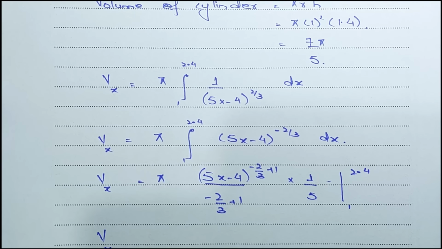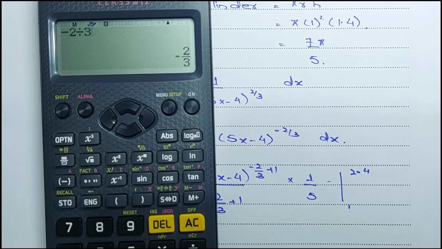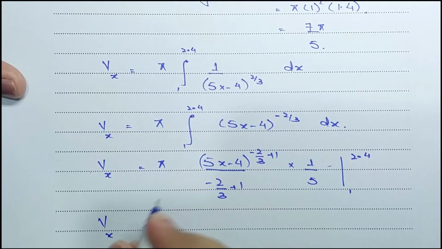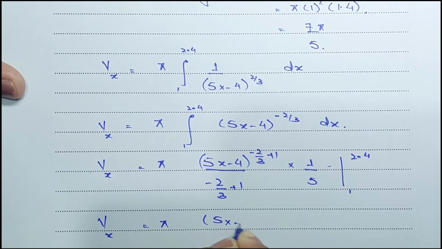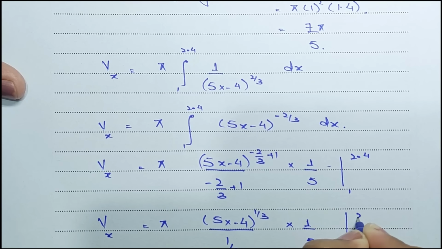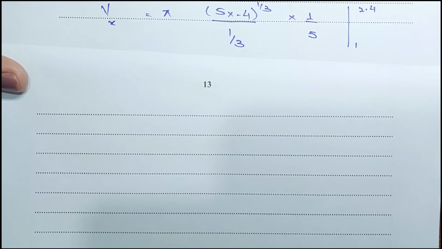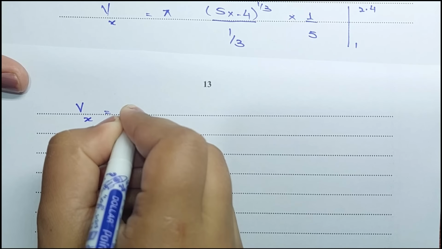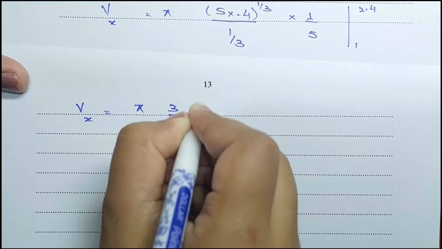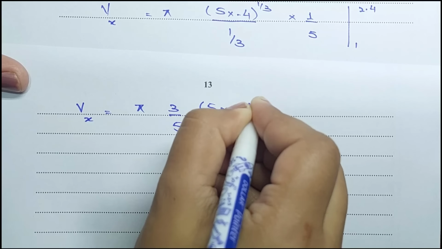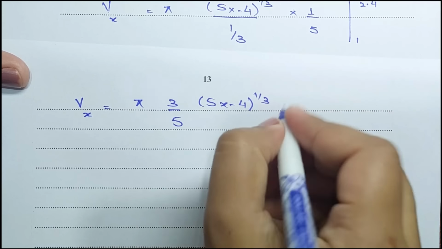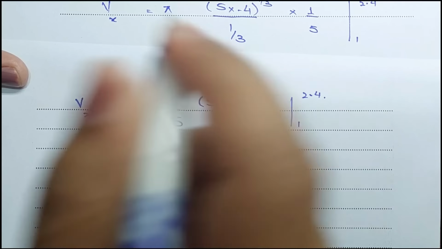What is Vx? Minus 2 by 3 plus 1 is 1 by 3. So we have pi times (5x minus 4) to the power 1 by 3, divided by 1 by 3 times 5, from 1 to 2.4. This becomes 3 by 5. So Vx is equal to pi times 3 by 5 times (5x minus 4) to the power 1 by 3, with limits from 1 to 2.4. Now let me plug in the limits.